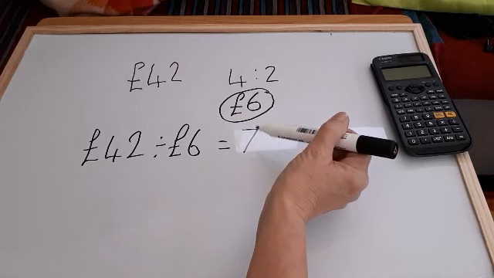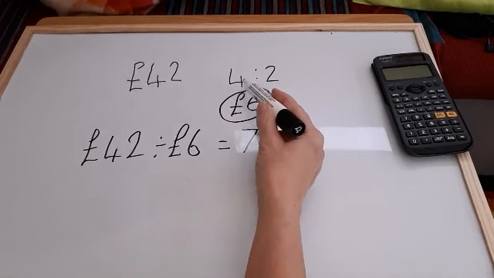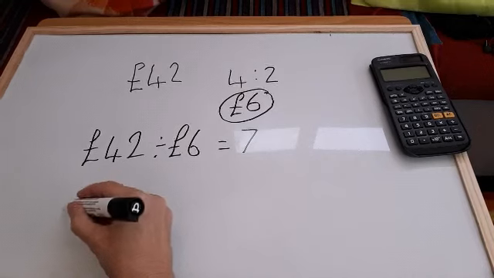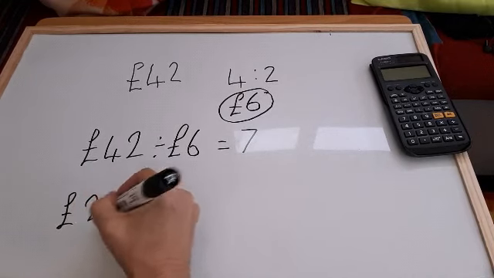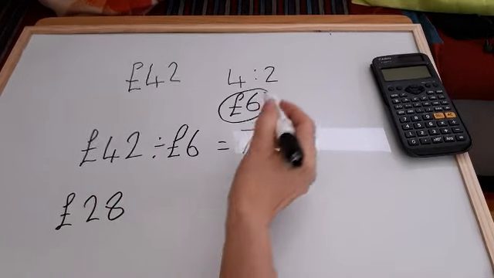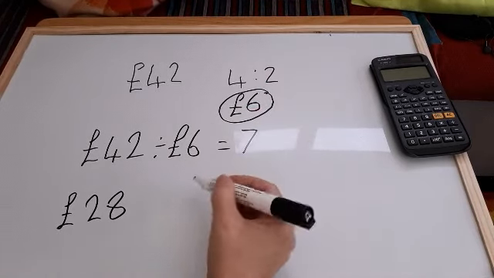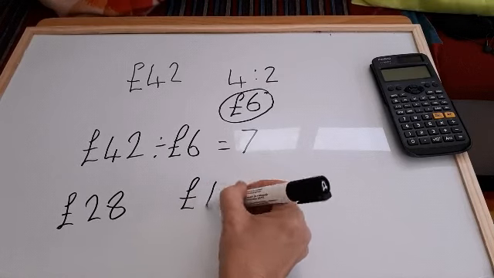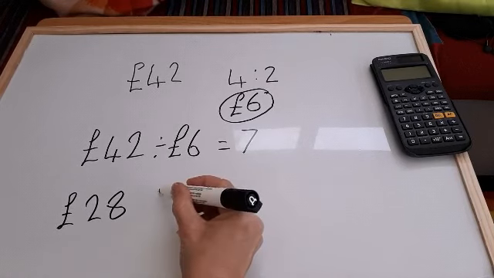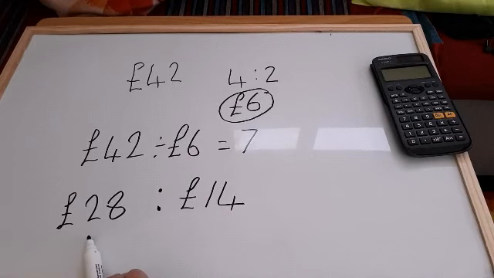So person 1 is going to get 7 times £4, which is £28. And person 2 is going to get 7 times £2, which is £14. So now the first person gets £28, the second person gets £14.